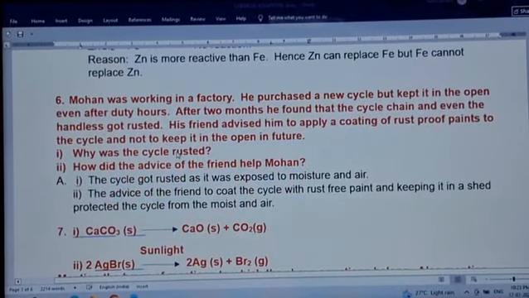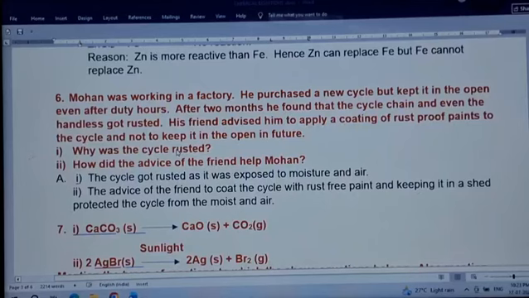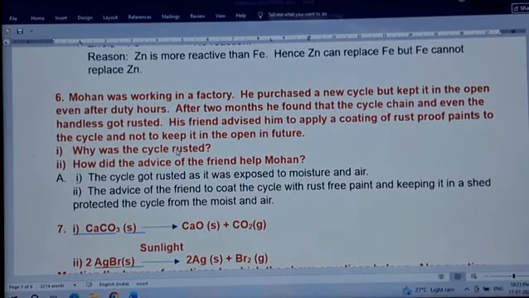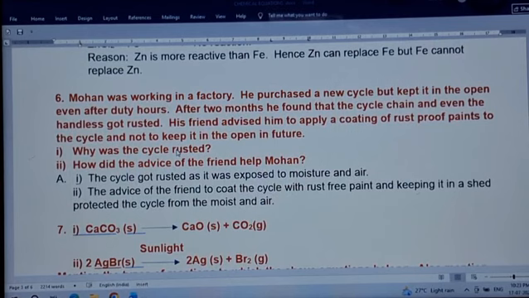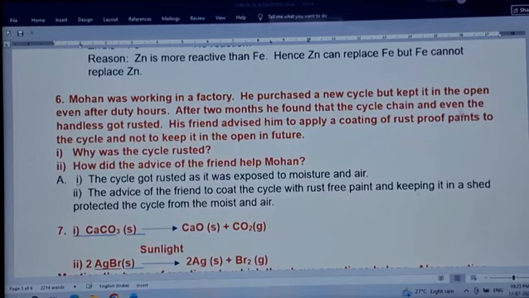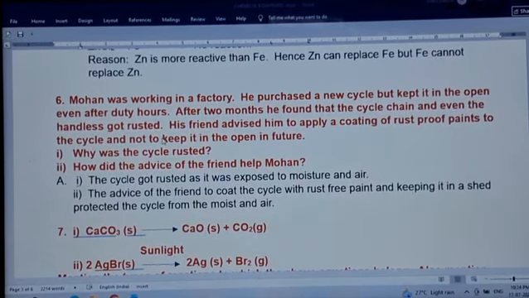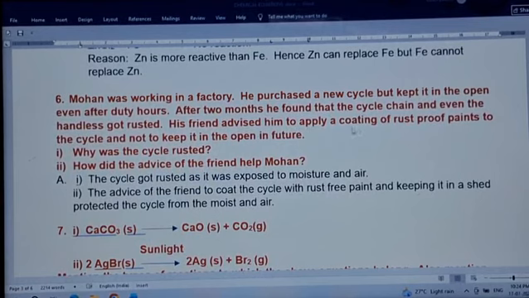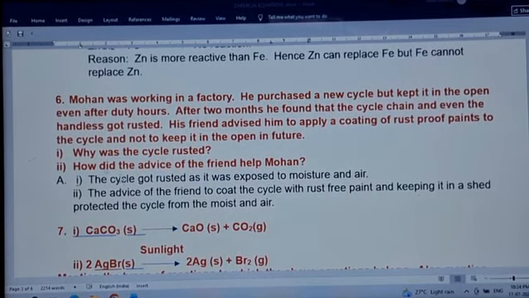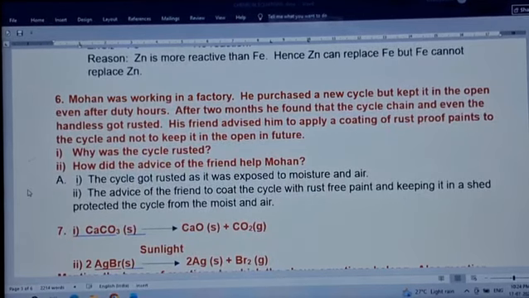Next, Mohan was working in a factory. He purchased a new cycle but kept it in the open even after duty hours. After 2 months, he found that the cycle chain and even the handles got rusted. His friend advised him to apply a coating of rust-proof paint to the cycle and not to keep it in the open in future. In future, why was the cycle rusted? First question. And how did the advice of the friend help Mohan?